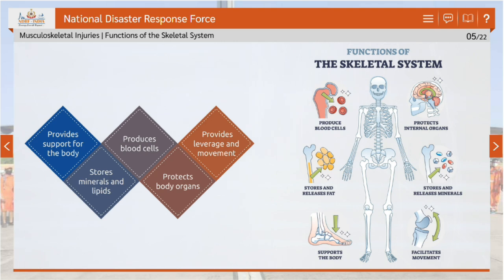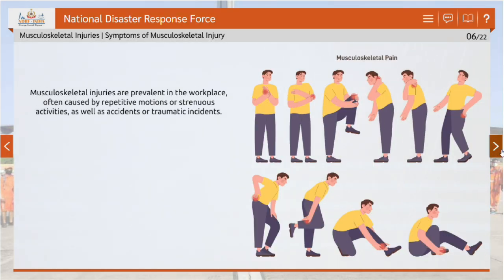Now that you have a better understanding of the functions of the skeletal system, let me walk you through the symptoms of musculoskeletal injury. Musculoskeletal injuries result from the damage to muscular or skeletal systems, which usually occur due to a strenuous and/or repetitive activity. They are among the most common work-related injuries. These also occur due to trauma.